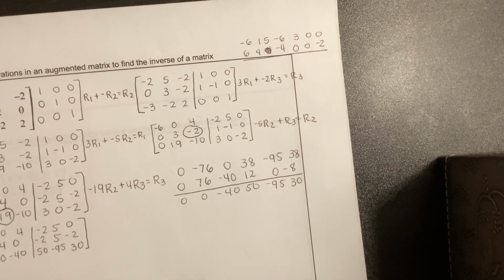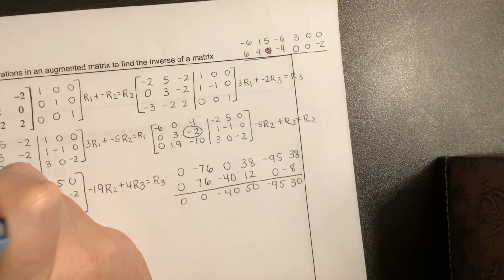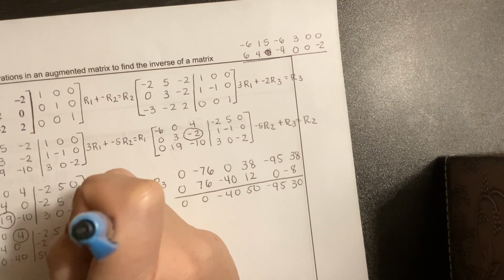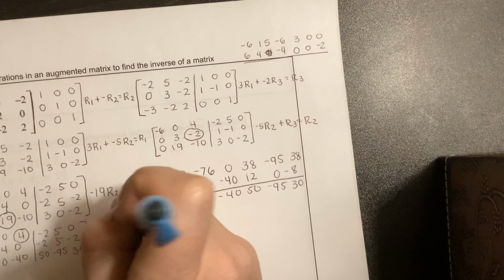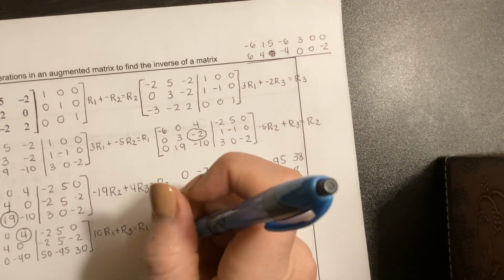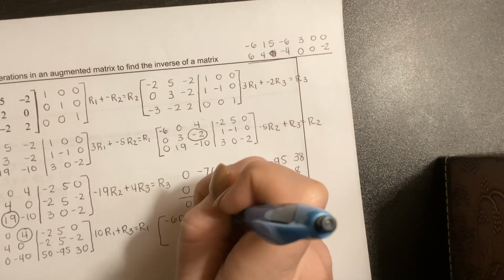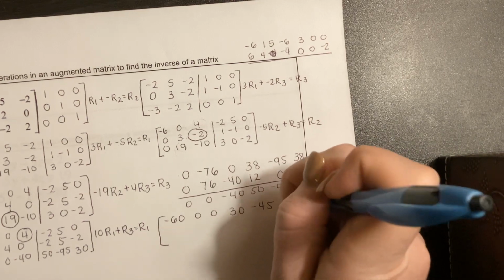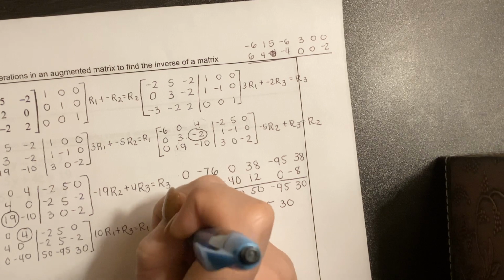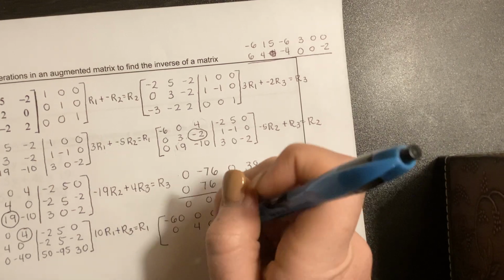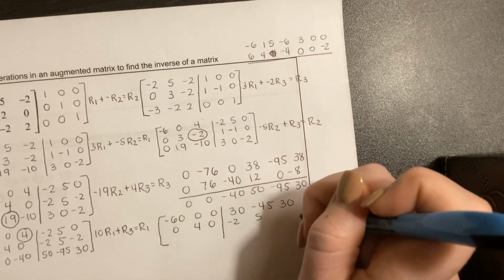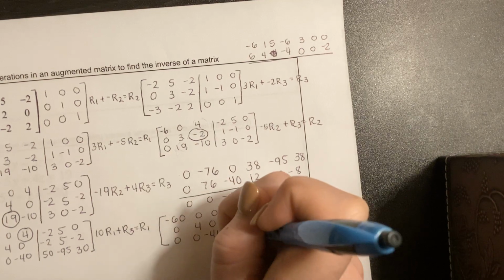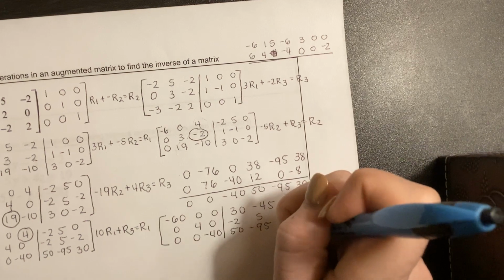So good news is we're almost there. The only thing we have to zero out now is this 4, and we have to use, obviously, this last row to do that. So if I do 10 times R1 plus R3 to give me my new R1, we're going to end up getting -60, 0, 0, 30, -45, 30. Then the other two stayed the same. 0, 4, 0. There's that line there. -2, 5, -2. And then 0, 0, -40, 50, -95, and 30.